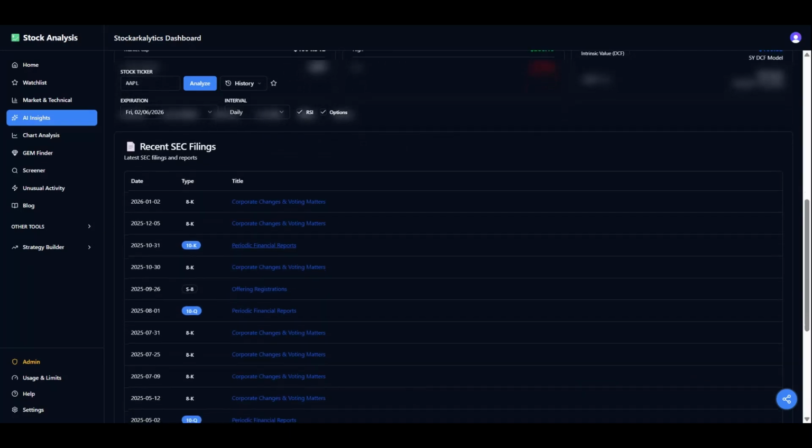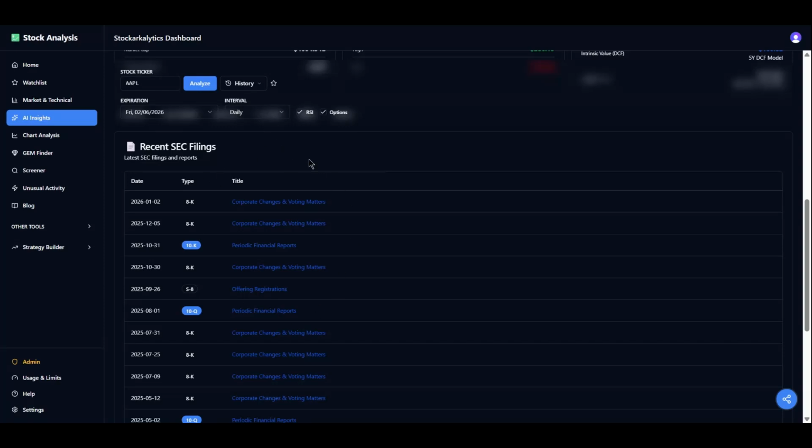This is basically your direct line to what the company is officially reporting to the SEC, so you can verify major events and read the source documents, not just summaries. This section is recent SEC filings. It's a simple table with the date, the filing type, and the title. If you click any title, you can jump into that specific filing and read the details.